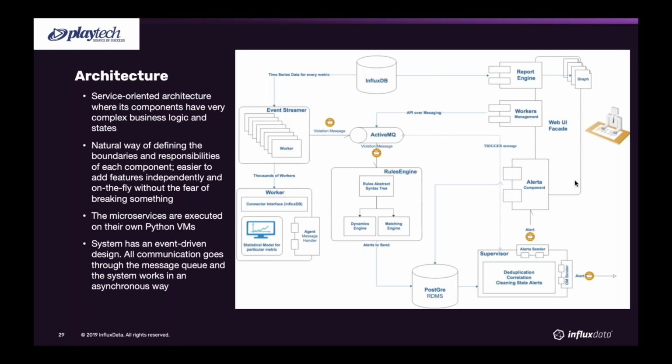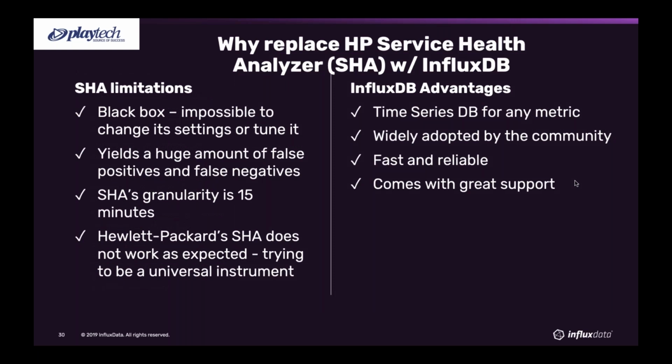And they're coming from, next slide, please, HP's Service Health Analyzer, which is how they were collecting data before, and it was just this big black box. It was impossible for them to change settings or fine tune anything they needed. They were hitting a lot of false negatives and false positives, and this is one of those instances where I talked earlier about granularity. They could only see things at a 15-minute granularity, and that just doesn't fly for cloud apps. It just wasn't doing what they needed to do. It was trying to be a universal instrument and didn't work.